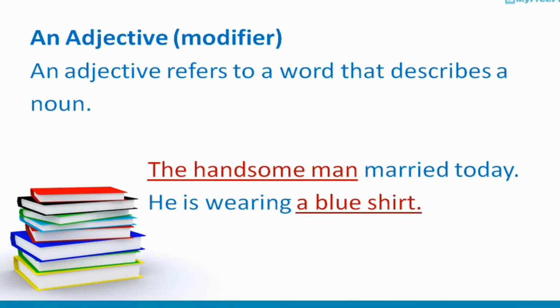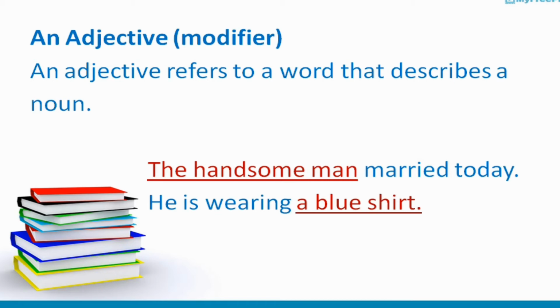Now, let's talk about adjective as a modifier. An adjective refers to a word that describes a noun. I have given examples where a noun phrase is a subject and where a noun phrase is an object. For example, the handsome man married today. The handsome man is the subject of this sentence and it is a noun phrase. In this phrase, the head word is the noun man, and two other words just modify the noun. These other words are a definite article and an adjective. Both modify the noun. That's why we call it a noun phrase.